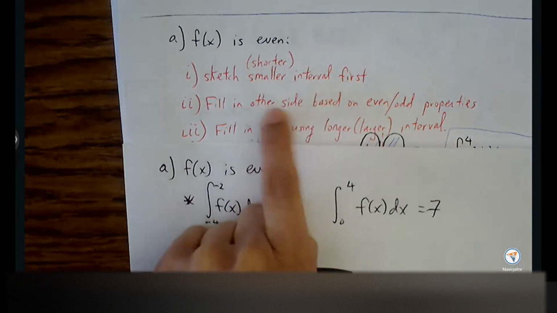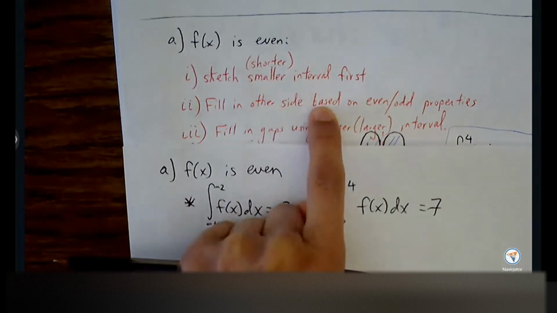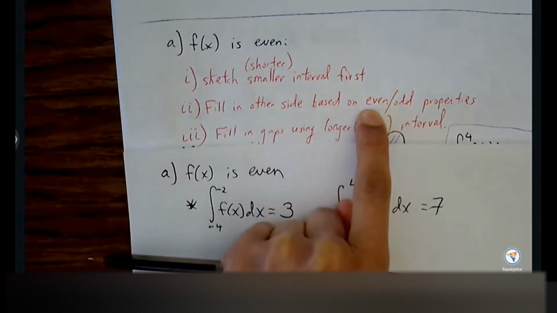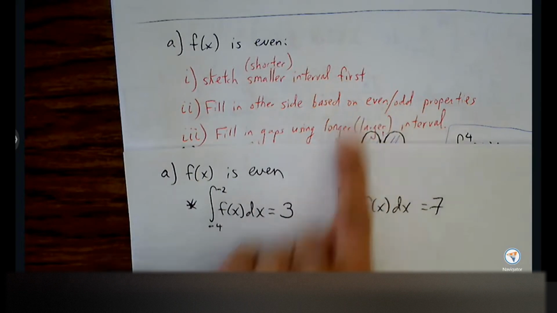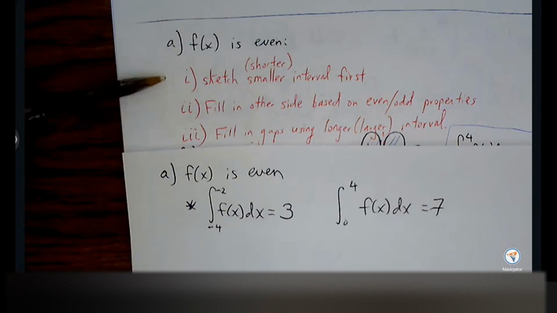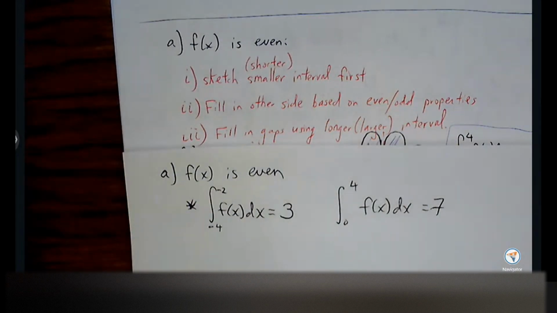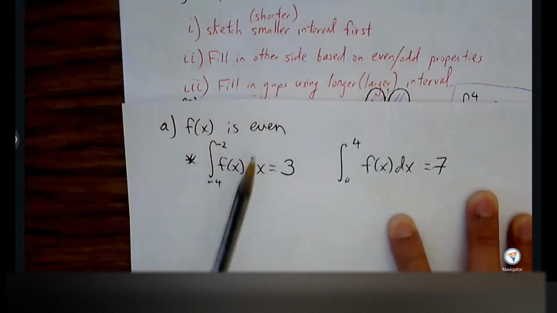Okay. Next step, once you've sketched that smaller interval, fill the other side using even and odd properties. Don't look at the larger interval first. Do as much as you can with that shorter interval. And then once you've done everything you can with the shorter interval, then you can fill in the gaps with the larger interval information. Okay, so let's go through this step by step.